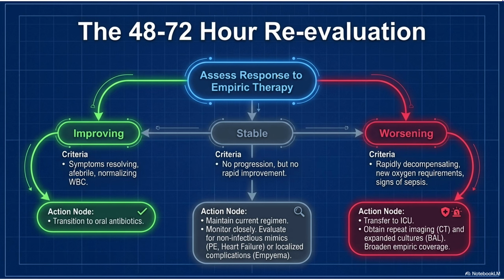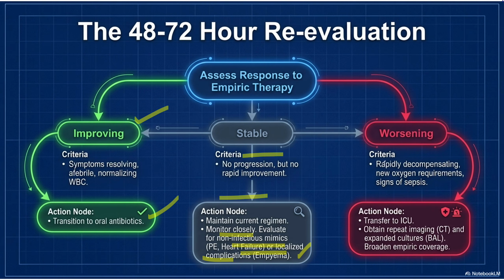Slide 10. The 48 to 72 hour reevaluation. Every patient should undergo a structured reassessment at 48 to 72 hours. Patients who are improving show resolving symptoms and normalization of temperature and white blood cell counts. These patients can begin planning for transition to oral therapy. Patients who are stable but not improving require continued observation. Consider non-infectious mimics such as pulmonary embolism or heart failure, and evaluate for complications such as empyema.